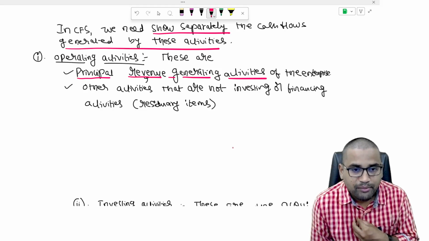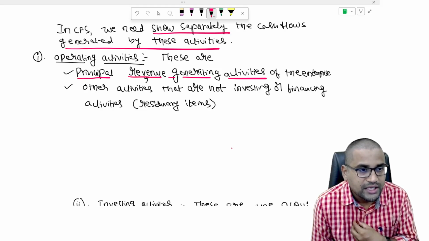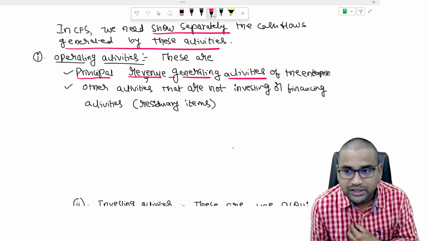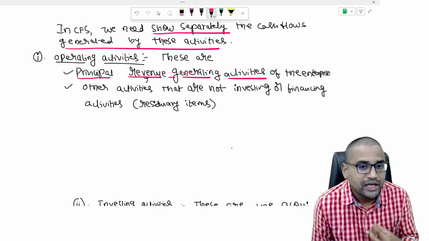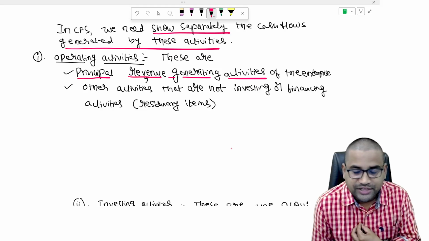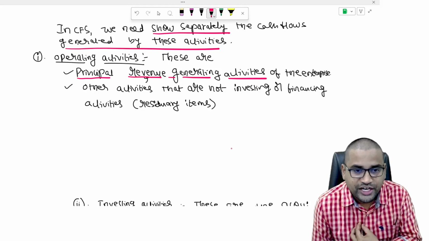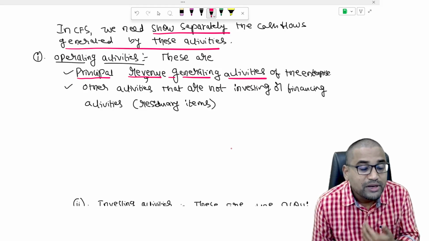For example, I am a soap manufacturer. So manufacturing and selling of soap is my principal revenue generating activity. Or suppose I am providing coaching. So providing educational coaching service is my principal revenue generating activity. Suppose I'm a professional cricketer, a professional athlete. So providing professional services is my principal revenue generating activity. So what is your principal revenue generating activity? What will your organization predominantly do?